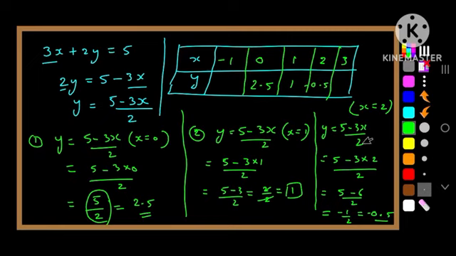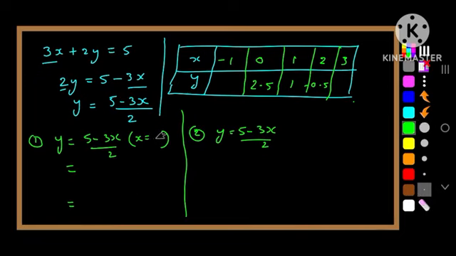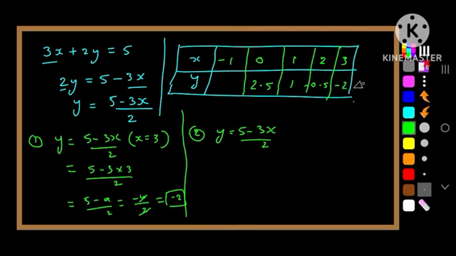So similarly I'll find out the value for 3. So for x is equal to 3, 5 minus 3 into 3 by 2. So (5 minus 9) by 2. 5 minus 9 is minus 4 by 2. So minus 4 by 2 is nothing but minus 2. So here I am getting 3 value is minus 2.